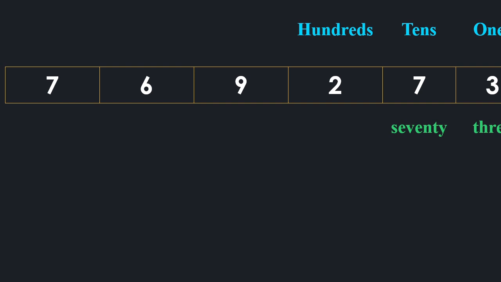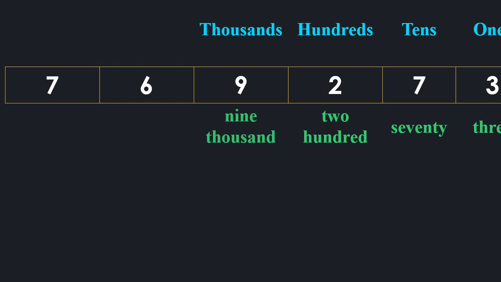We will read it as 273. The next number is 9, at the 1000s position. We will read it as 9273. The next number is 6.